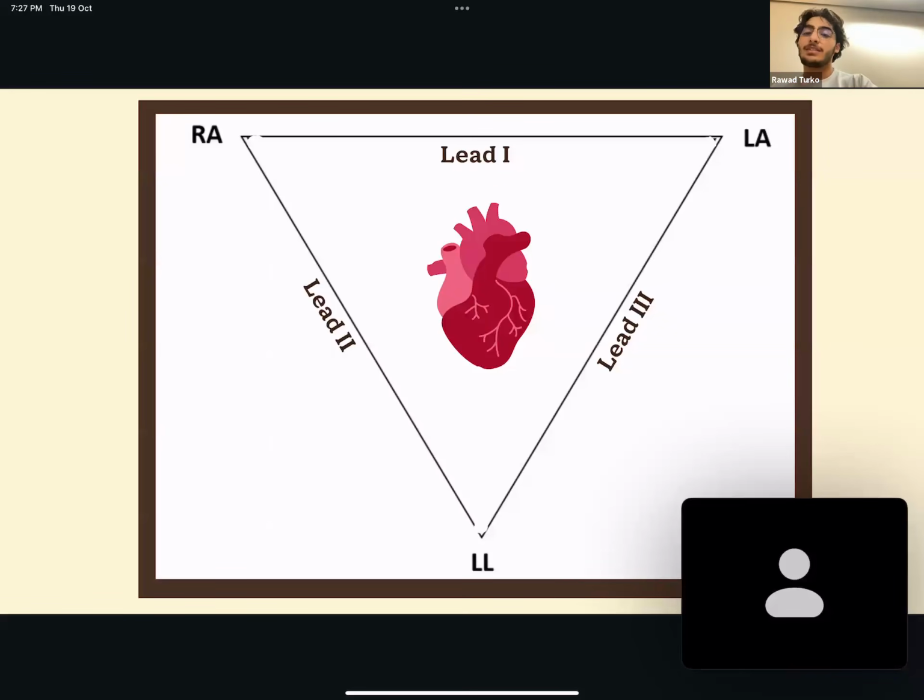But in the augmented leads, what we're going to do is still have one positive electrode, but this time we're going to make it two negative electrodes. Remember that whole thing I said about vectors? We're going to use that. But then you might ask, if we're using two negative electrodes, how are we going to be looking through two different angles at once?